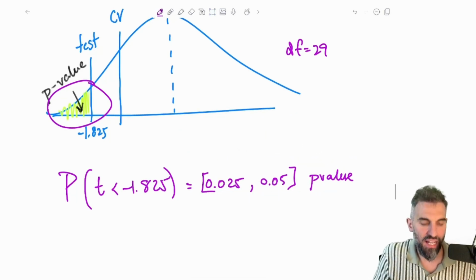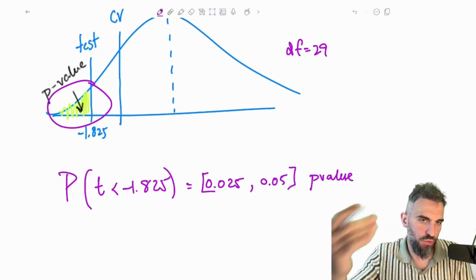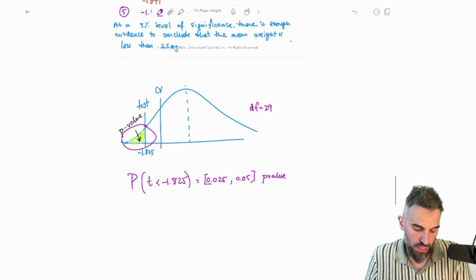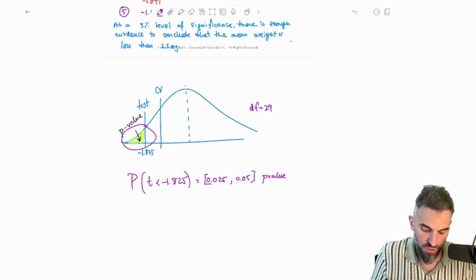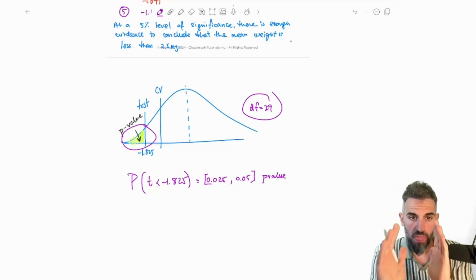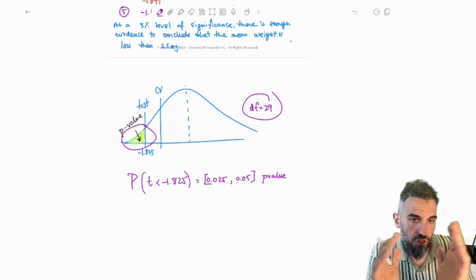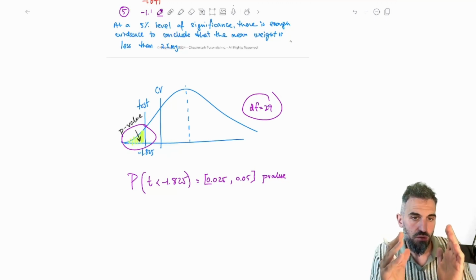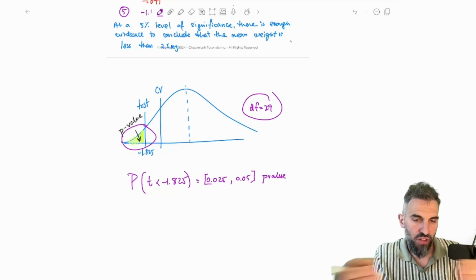You're not going to find an exact number without Excel. So obviously on an exam where you're doing this by hand, you don't have to worry about that. But this is the approach. You take your degrees of freedom that you used, you look up your test statistic, and then you tell me a range of areas that the p-value would fall within.